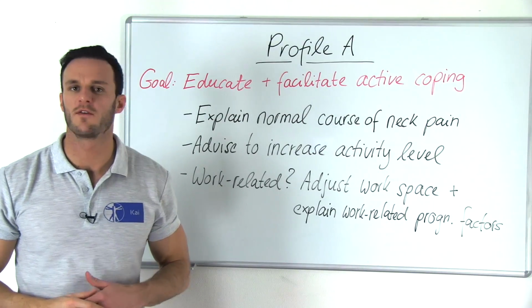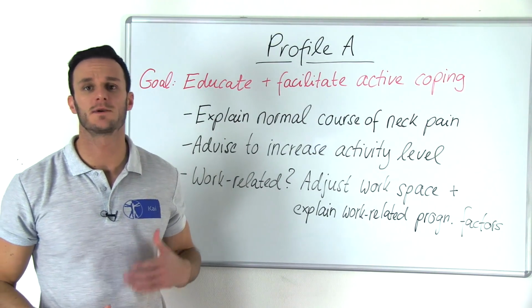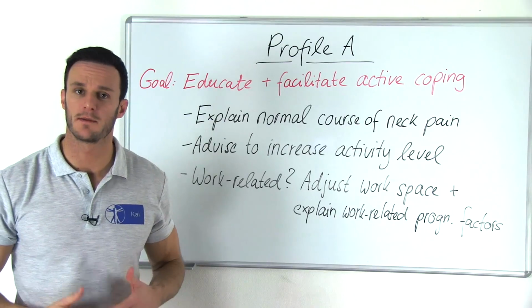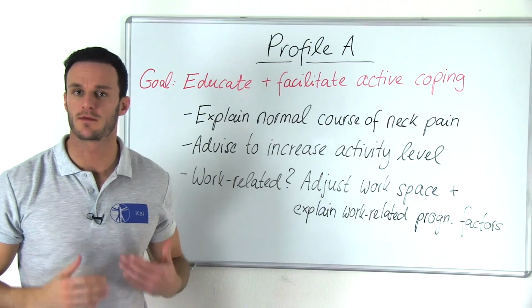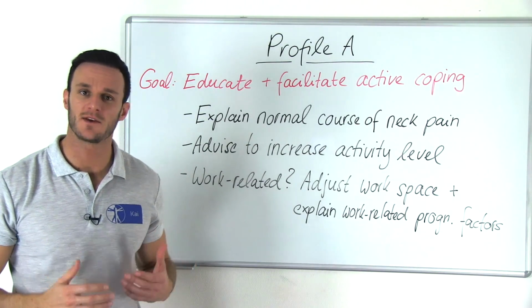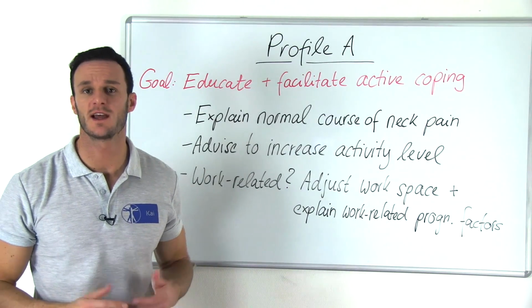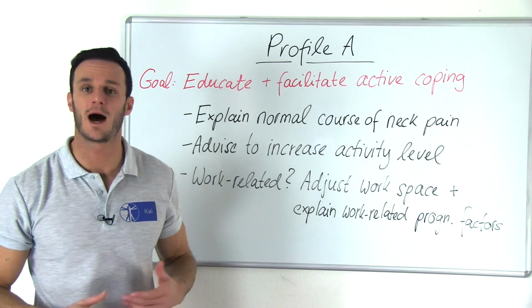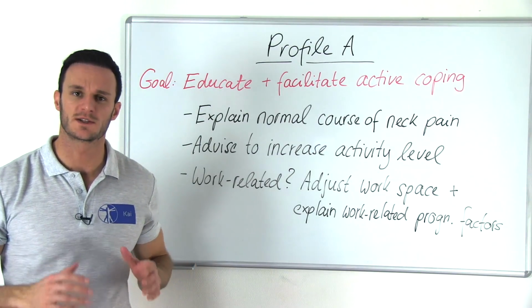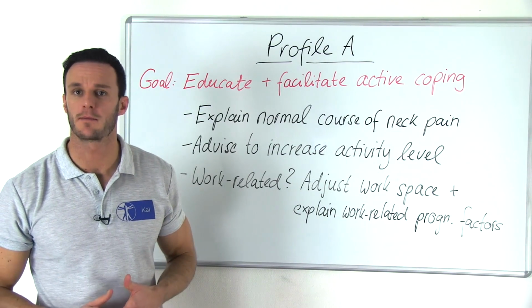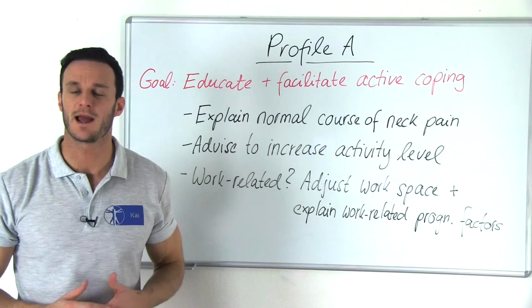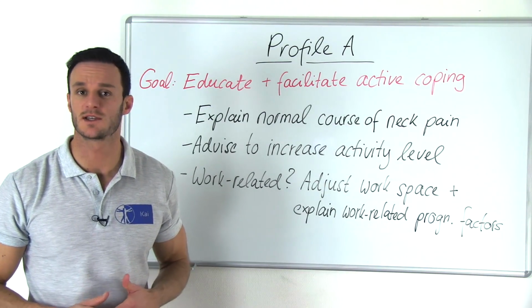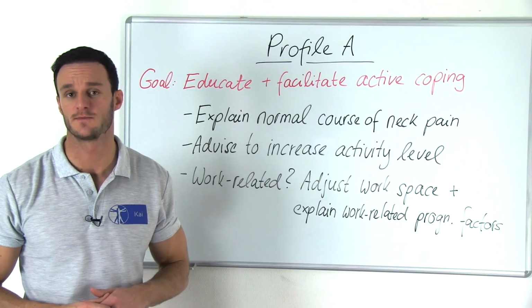For the treatment of profile A, your patient is already recovering according to a normal course. Therefore, your maximal number of treatment sessions should be 3, and the goal is to educate your patient to facilitate an active coping style and to prevent him from slipping into an abnormal course. You should explain that the normal course of neck pain is favorable and that neck pain is not damaging, nor is a rise in neck pain associated with structural damage.